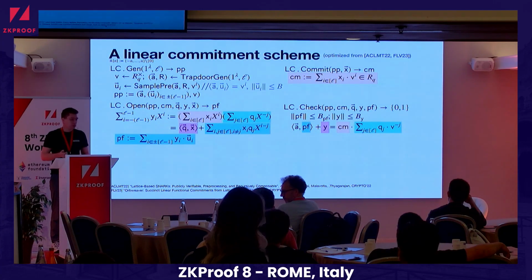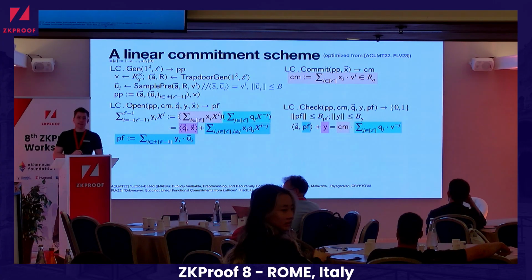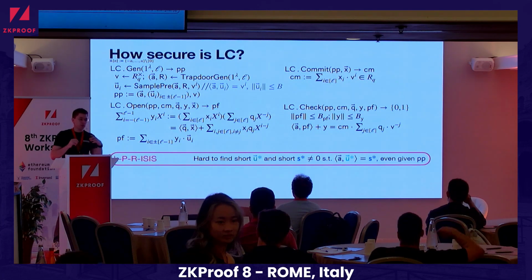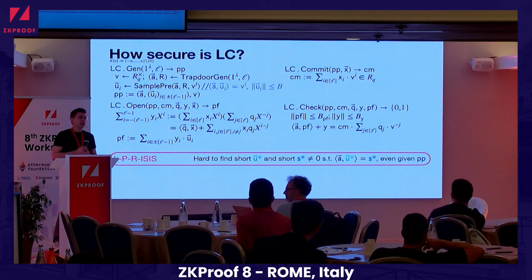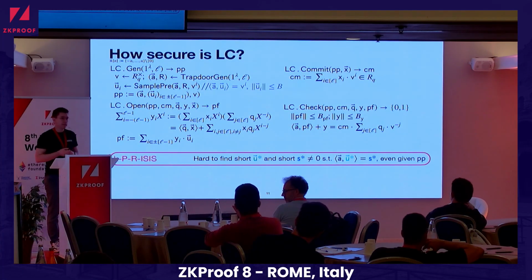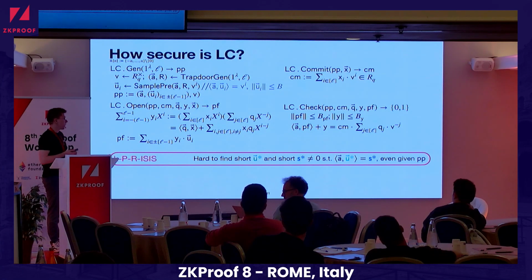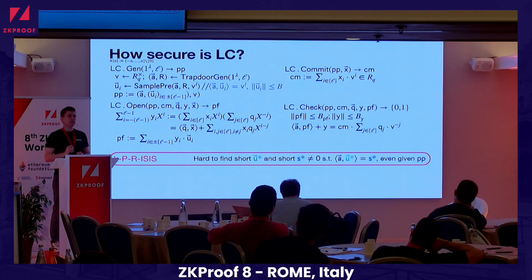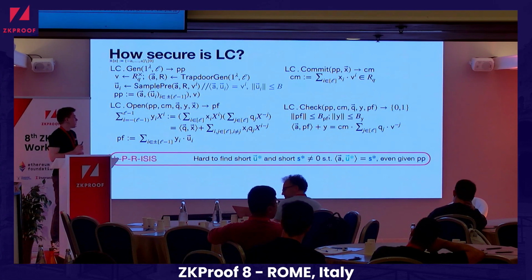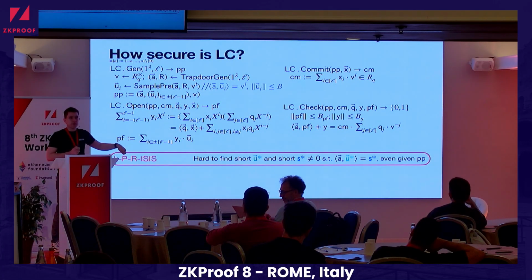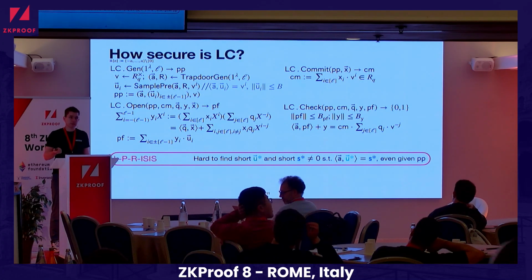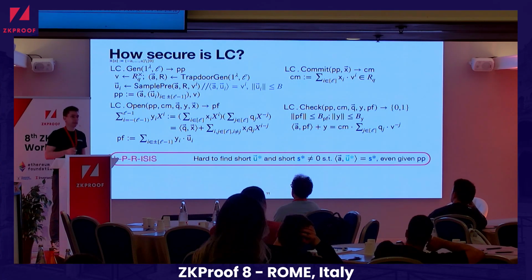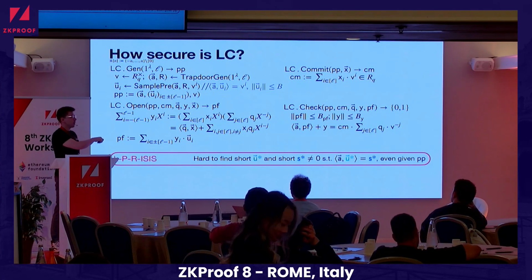Okay, then I want to convince you that this commitment scheme is evaluation binding under the following lattice assumption. This is kPRISIS. This assumption says that it's hard to find a short vector U star and a short slack factor S star, which is non-zero, such that U is a pre-image of S under this map A, even if you've seen the public parameters, which include a bunch of pre-images for unrelated targets. So in particular, S star here does not depend on V.